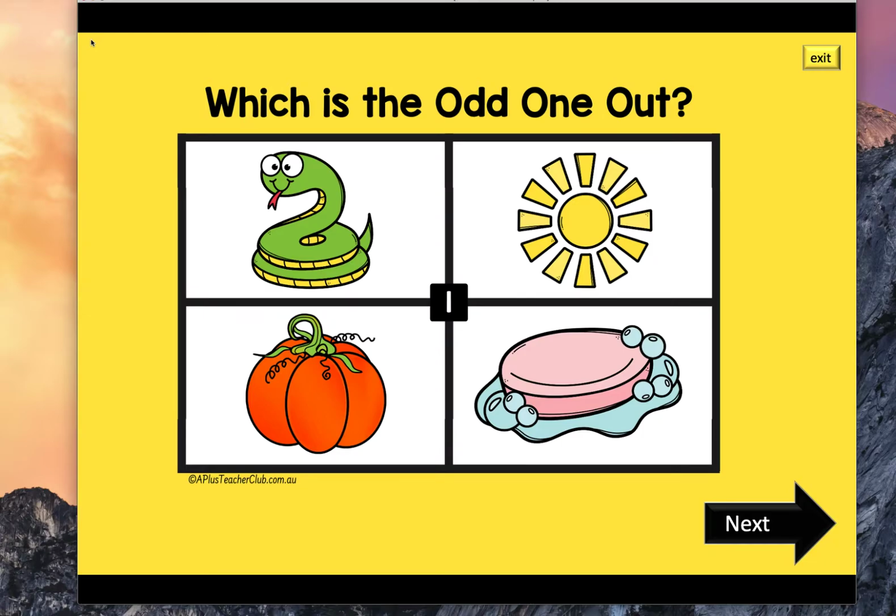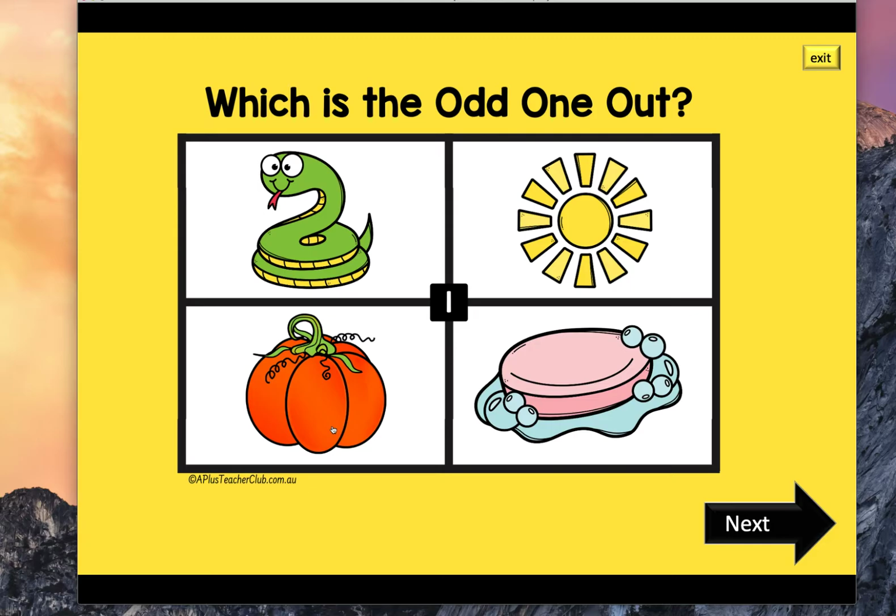Okay, so the kids need to say each picture and listen to the sound and decide which one's the odd one out. So we've got snake, sun, soap, pumpkin. Hopefully they heard the S sound come out and that they can hear that pumpkin's going to be the odd one out because it doesn't start with the S sound.